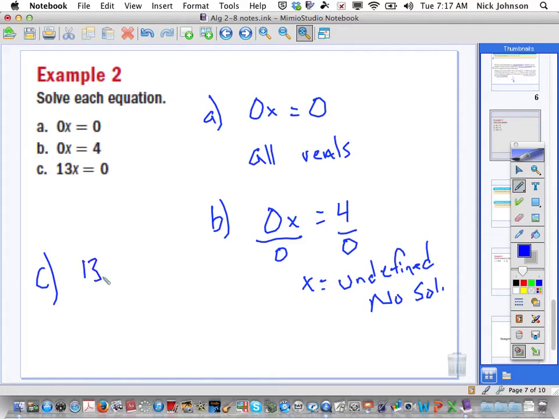C, 13x is equal to 0. What number times 13 gives me 0? Or what you could say is the inverse operation of times 13 is divide by 13. 0 divided by 13 is 0. Okay? What number times 13 gives me 0? Well, only 0 can. Okay? Very important example to know. You will find this on your quiz or test.